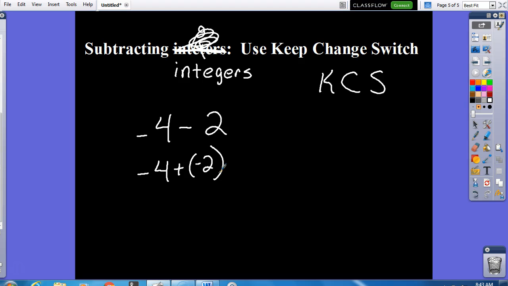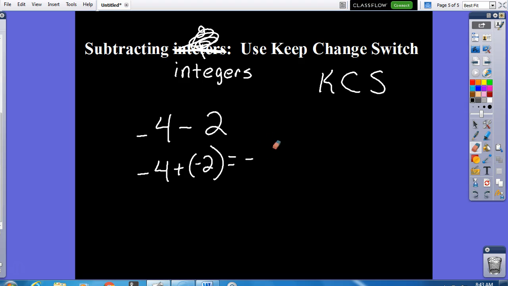This is just what I dealt with before whenever I was adding integers with the same sign. When the sign is the same, in this case they're both negative, my answer is going to be negative, and I just add the values. So subtracting integers is much like adding integers once you use keep, change, switch. All the same rules apply.